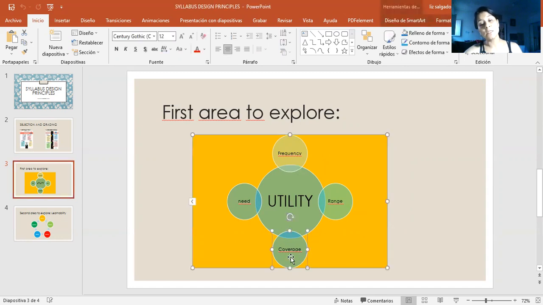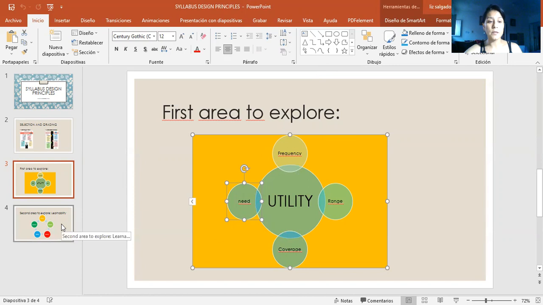The coverage is about how this expression maybe can be used in different situations, and the student has to know what these different situations are. The need focuses on what a student needs to know, and what the student really needs to know about what we are teaching.